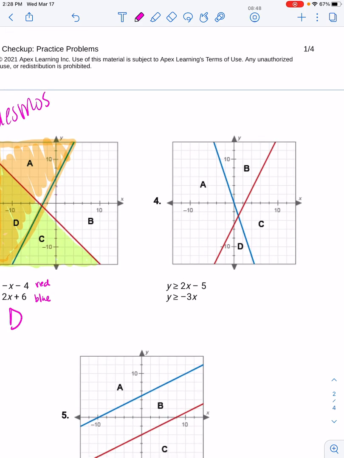So we have y is greater than 2x minus 5, and y is greater than negative 3x. Okie dokie. So we need to look and identify, so y is greater than negative 3x, and then y is greater than 2x minus 5. The y is greater than 2x minus 5 will be the red line, and then the blue line.